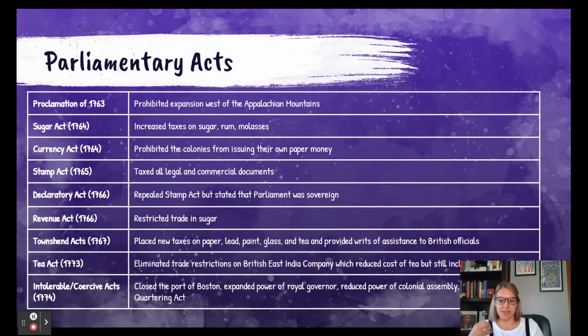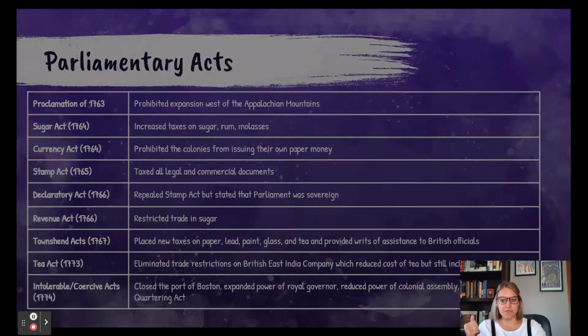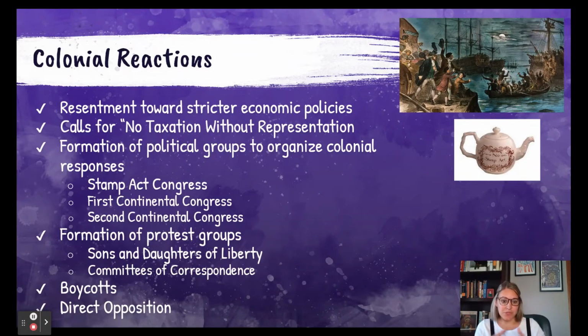What we see happening in the 1760s and 70s is a series of parliamentary acts. Some of these are economic in nature, and what they're aiming to do is restrict the colonies in order to benefit Britain. And the colonists have a huge issue with this. Now, you don't need to be familiar with every single one of these acts, but you should know a few of them. But the colonist reaction is the most important part here. How are they reacting to this stricter enforcement that they are not used to?